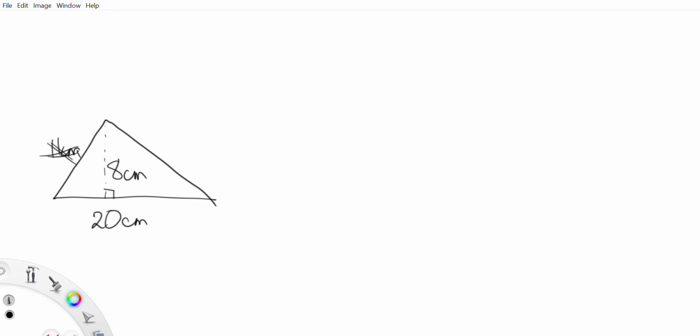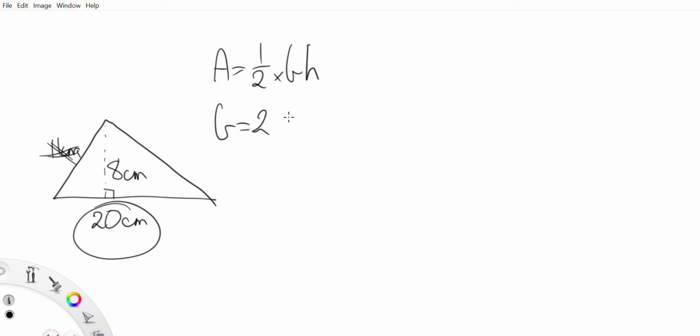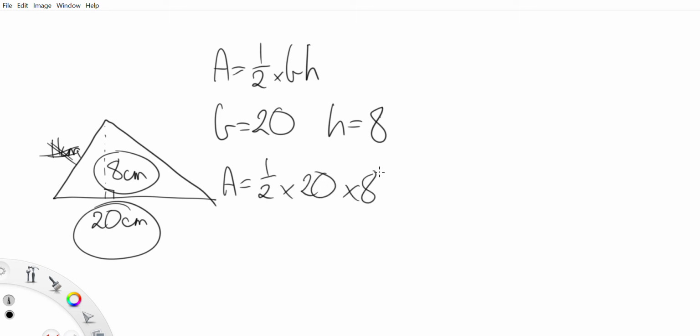Alright, what we have to do is we have to write our formula, so we would say A equals 1/2 times the base times the height. The base equals the 20, the height equals the 8. Alright, we've put in our values, then we can put them into the formula, so we say A equals 1/2 times 20 times 8. You're welcome to use your calculator.